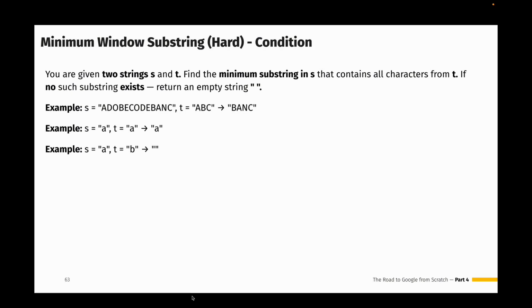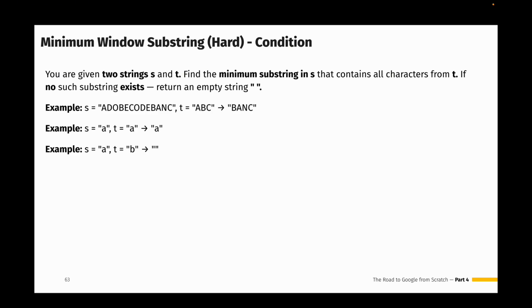Hello guys, so now let's check the next exercise. It's called Minimum Window Substring. It's a hard one, and like always, let's check the conditions. You are given two strings S and T, and we need to find a minimum substring in S that contains all characters from T. If no such substring exists, we need to return the empty string.